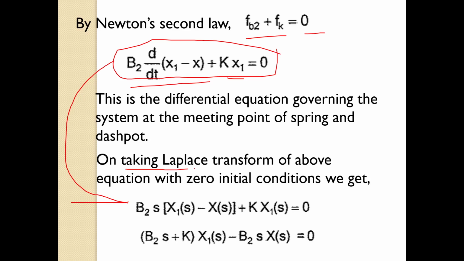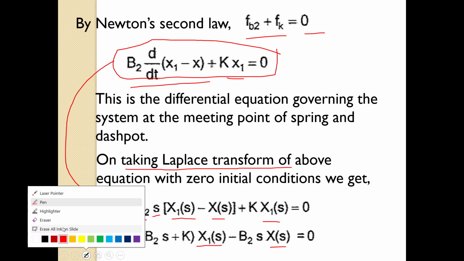Applying Laplace transformation, what do you get? b2 as it is, just write it down, b2 d by dt of x1 minus x. So s, only one first order derivative, so s, into X1 of s minus X of s, plus k into x1, instead of x1 you just write X1 of s. Just substitute here. Now just take X1 of s common and X of s common and rearrange the terms and write the equations.